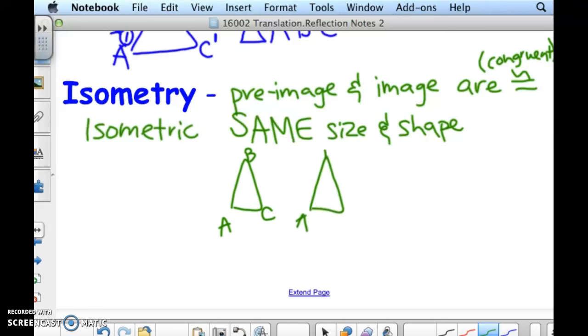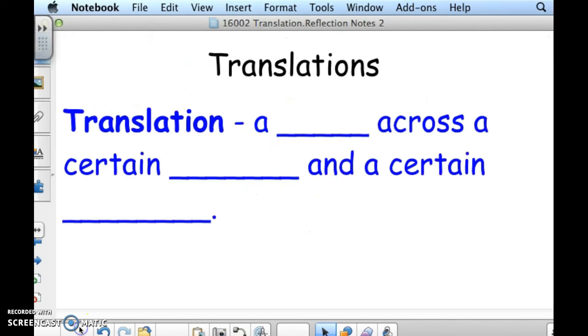In theory, these are the same size, right? So the triangle stays the same size and the same shape. It just simply slid over. And notice how I labeled these A prime, B prime, and C prime. If you're a little bit confused on isometry, that's okay. We'll talk about it soon.